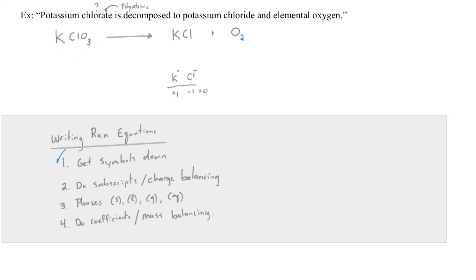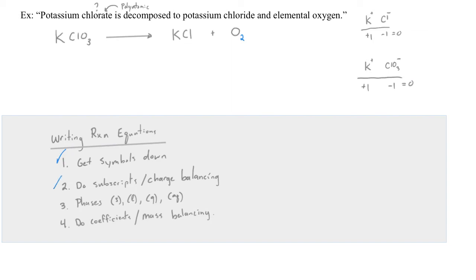Here we have potassium chlorate. Potassium is a +1 charge, chlorate is a -1 charge. So here the formula is already balanced. We don't need to adjust any of the subscripts. So that's step 2, the subscripts charge balancing.